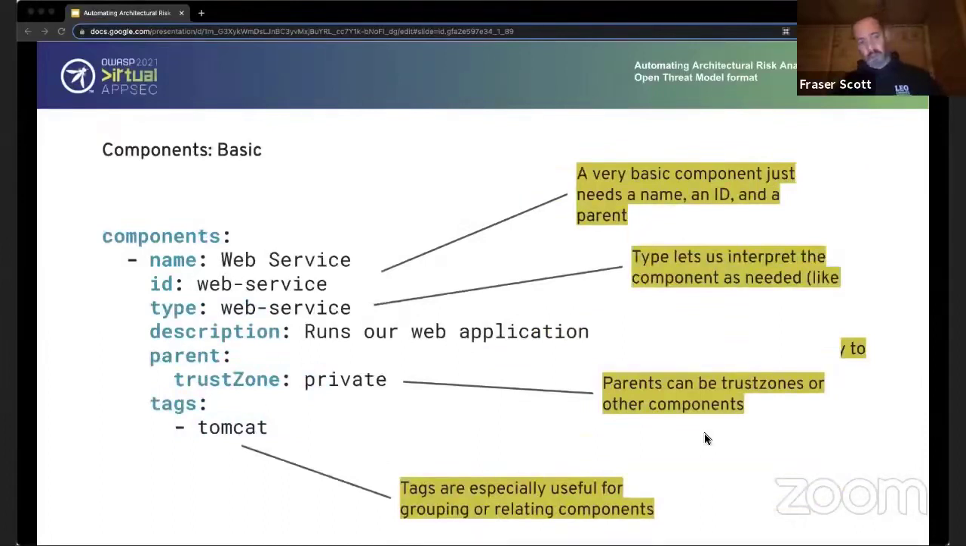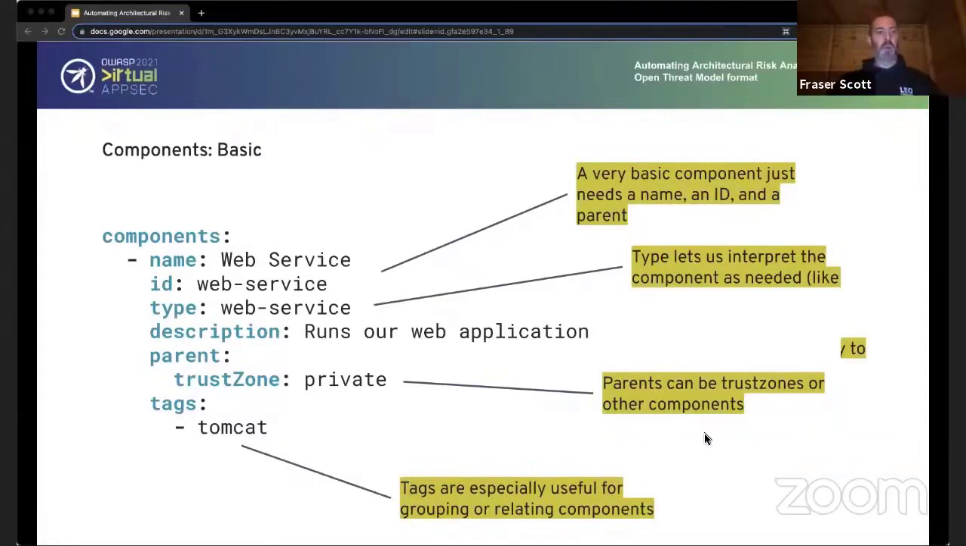Now, components, this is sort of a multi-slide section. Components can be quite complex, so you need to look at it from a number of different angles. So, usual basic stuff like name and identifier. This time we have a parent. So where does this component live? And that parent can be a trust zone, or it could be another component, hence why we have the nesting. And again, there's our friend, the type.